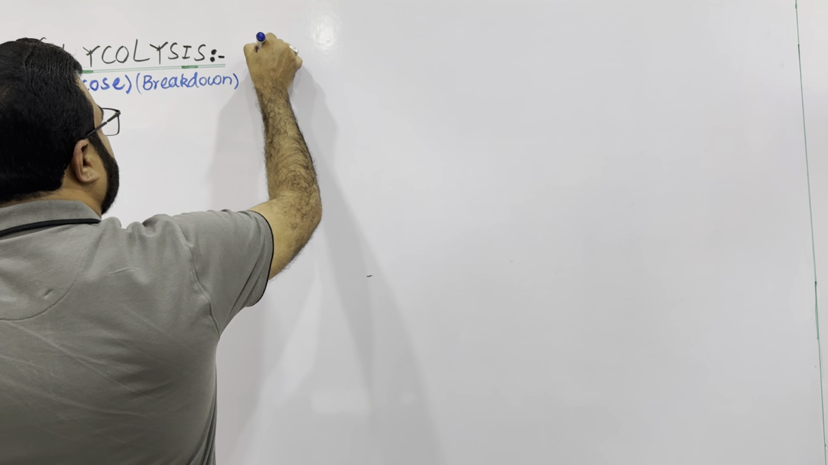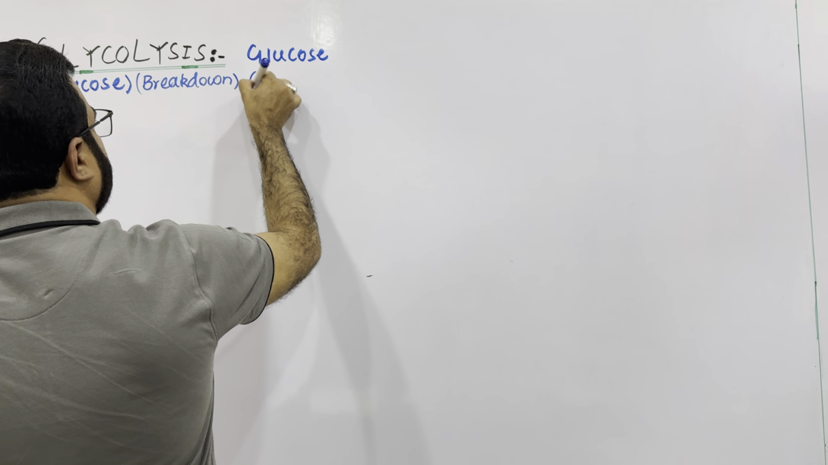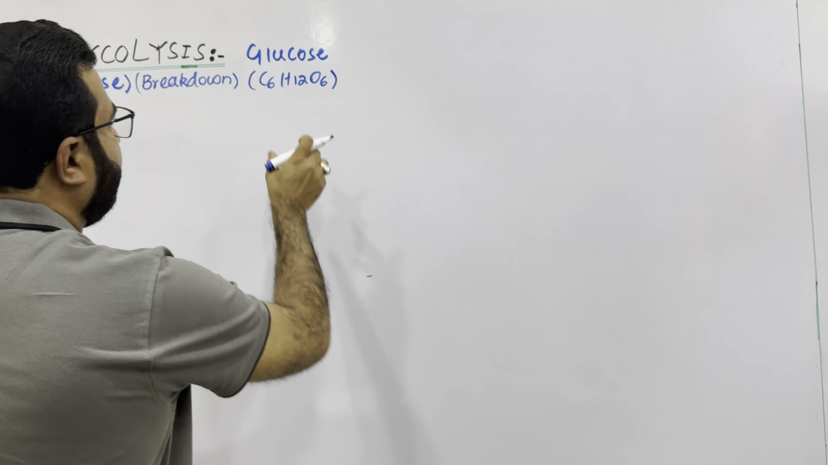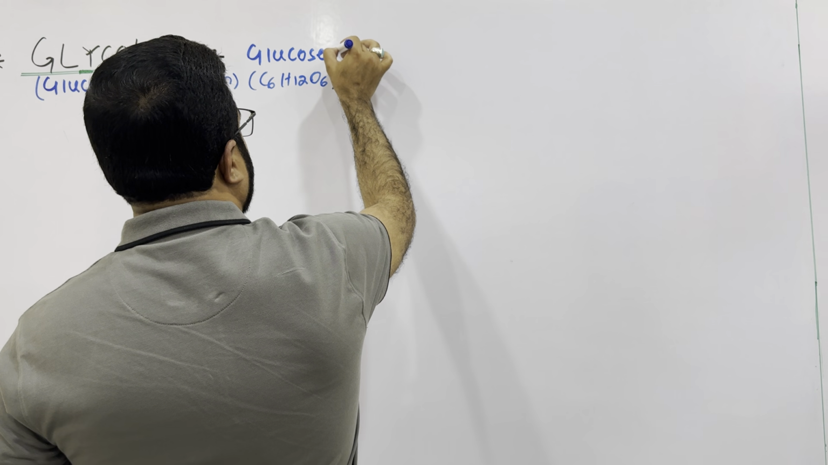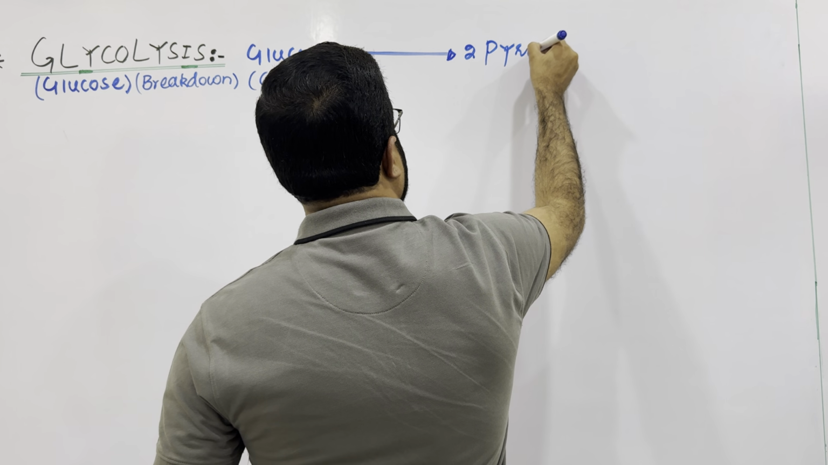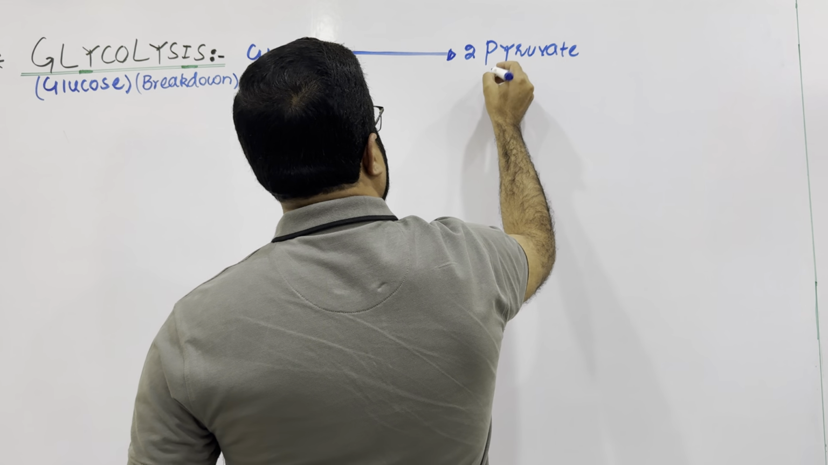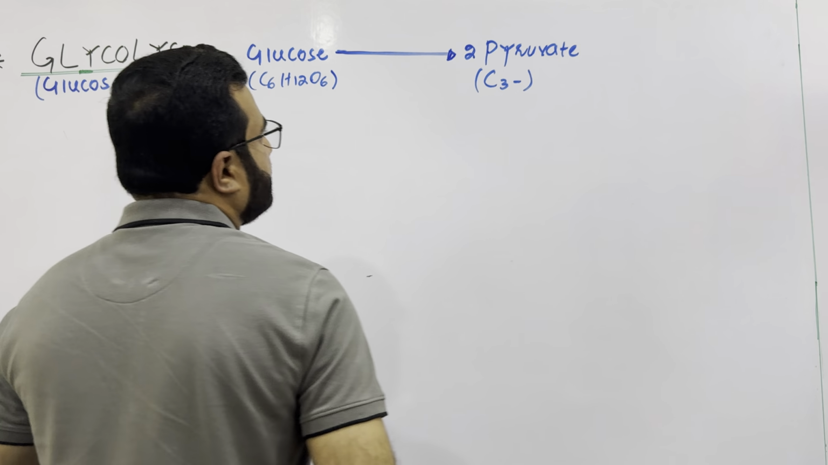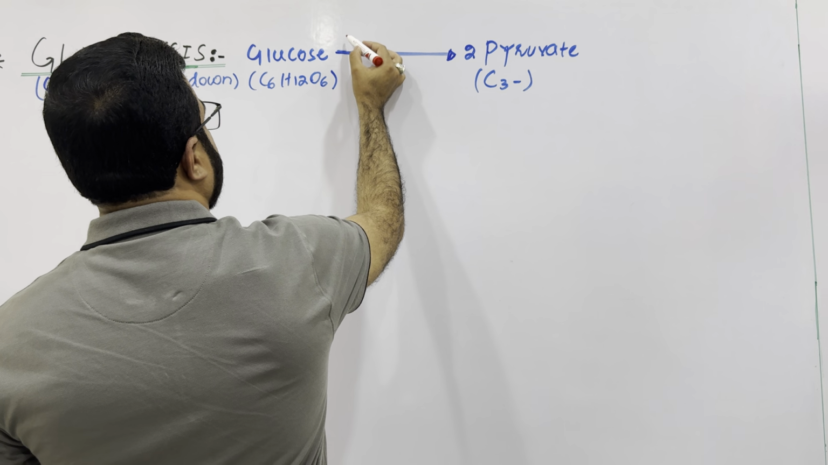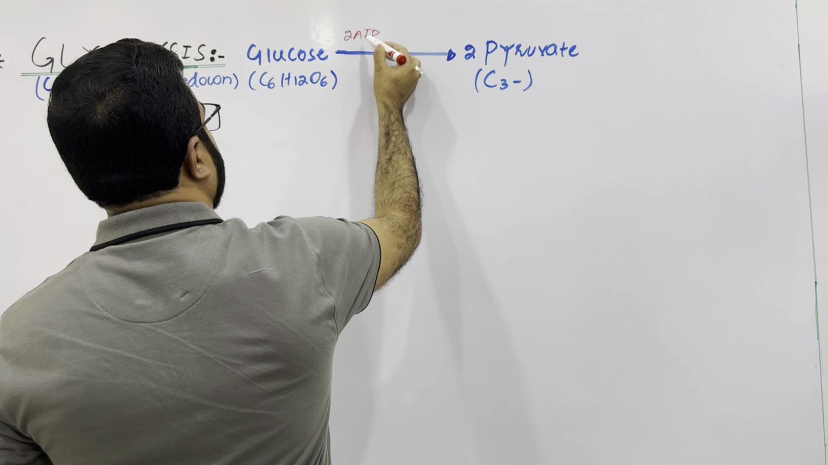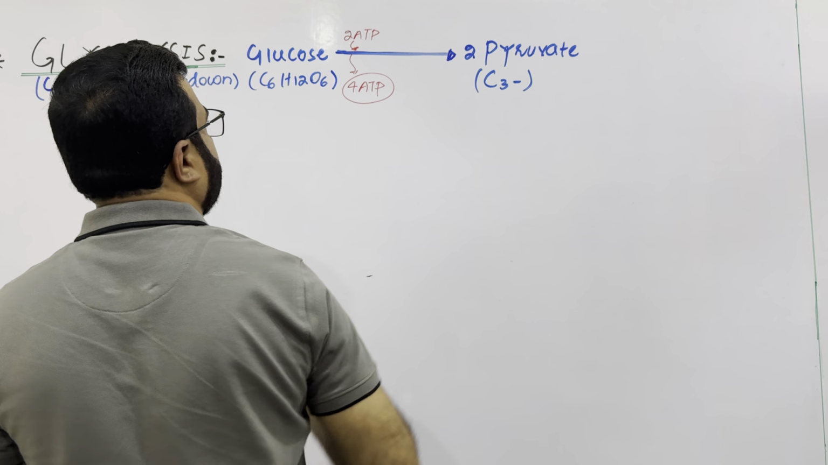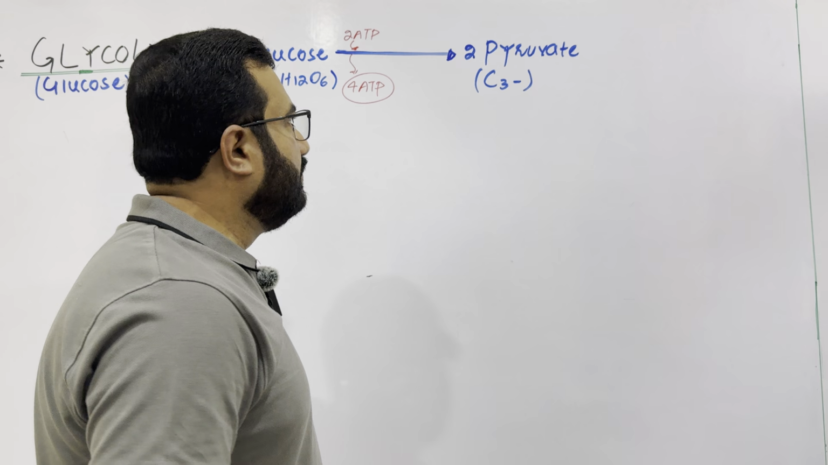And my dear students, when a glucose molecule, which is an aldose as well as a hexose having 6 carbon atoms and an aldehyde functional group, is broken down through a series of reactions, then we get two molecules of pyruvate. Now pyruvate is a 3 carbon compound, so the two pyruvates will have the 6 carbons of the glucose. And during this breakdown, two ATP molecules are used and four ATP molecules are produced. So there will be a net gain of two ATP molecules.